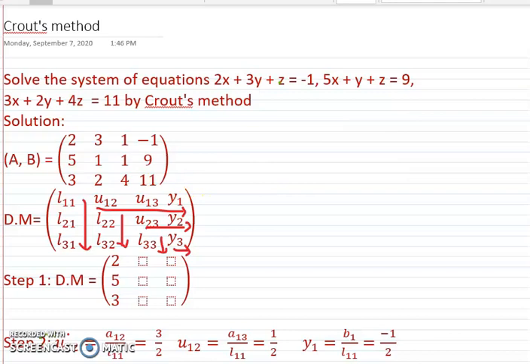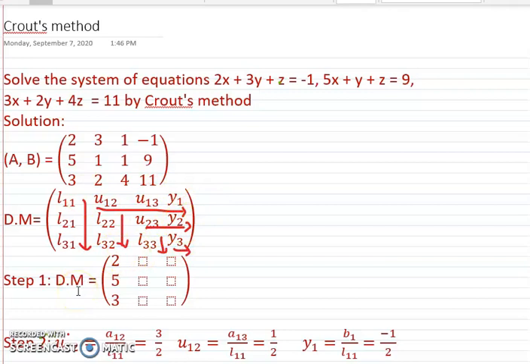Next we form the derived matrix. The derived matrix is of the form L11, L21, L31, U12, L22, L32, U13, U23, L33, Y1, Y2, Y3. This consists of a lower triangular matrix, an upper triangular matrix, and the right hand side values.